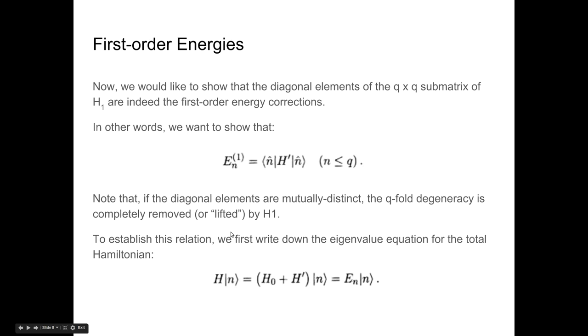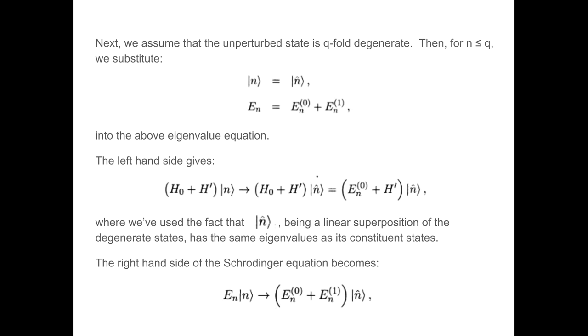To do that, we're going to first write down the Schrodinger equation, or the eigenvalue equation, for the total Hamiltonian. So I have the Hamiltonian hitting our original states. The Hamiltonian is made up of the simple piece plus the small piece, and on the right-hand side, we've got the energy eigenvalue multiplying the same state n. Okay, so next we want to assume that the unperturbed state is Q-fold degenerate.